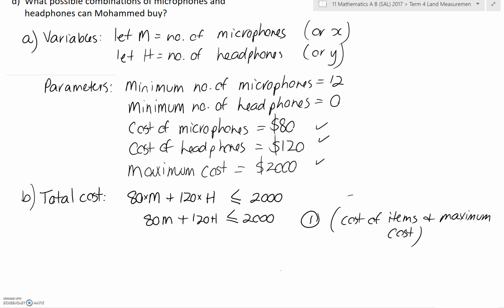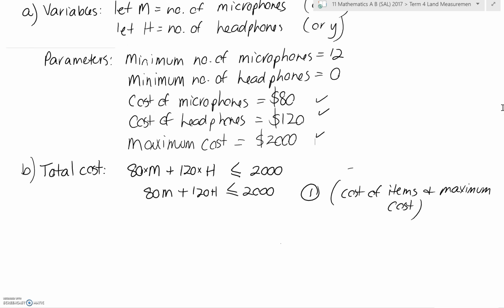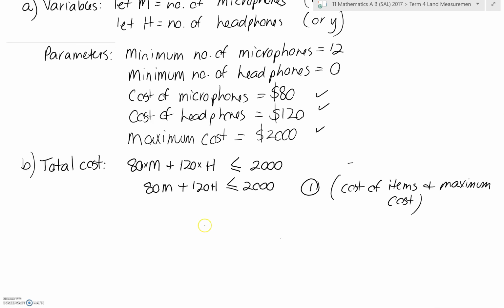Now, the other ones that we haven't done anything with are those minimums: the minimum number of microphones and the minimum number of headphones. The number of microphones, remember that's M, has to be at least 12. So the number of microphones that we buy has to be greater than or equal to 12. The number of headphones that we buy has to be greater than or equal to 0. So these are going to become our two other constraints.